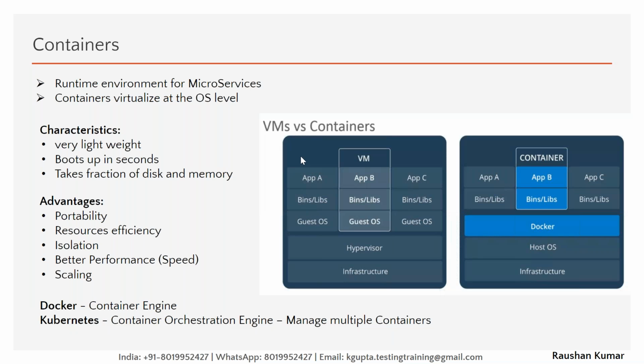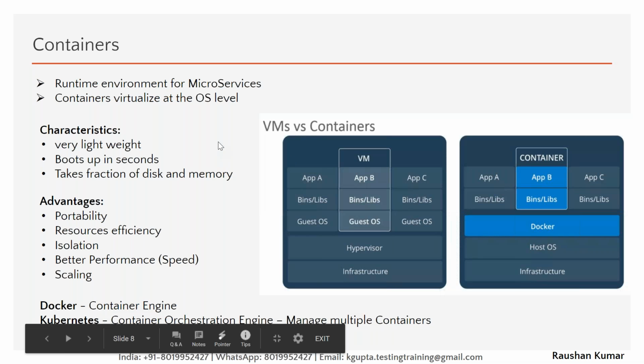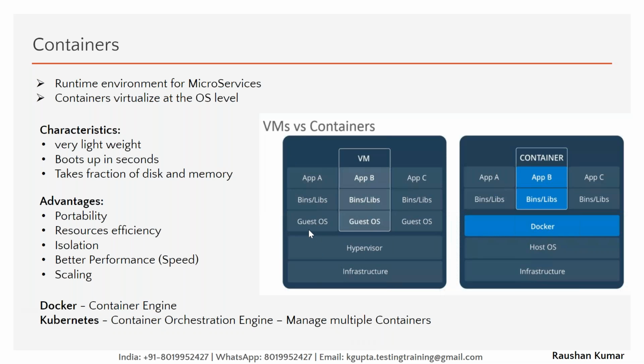In VM A, I'm deploying an application server. In VM B, I'm deploying my web server. In VM C, I'm deploying my database server. So I need a different operating system for each, mostly Linux flavors or Red Hat. But in the case of containers, now I'm talking about one particular VM here.